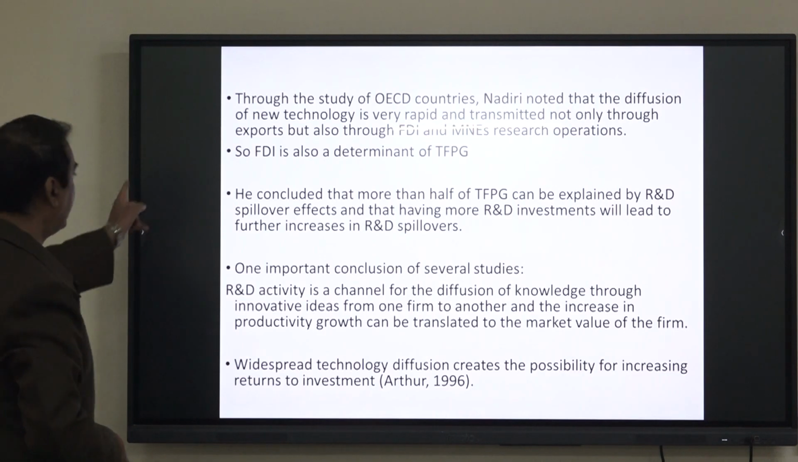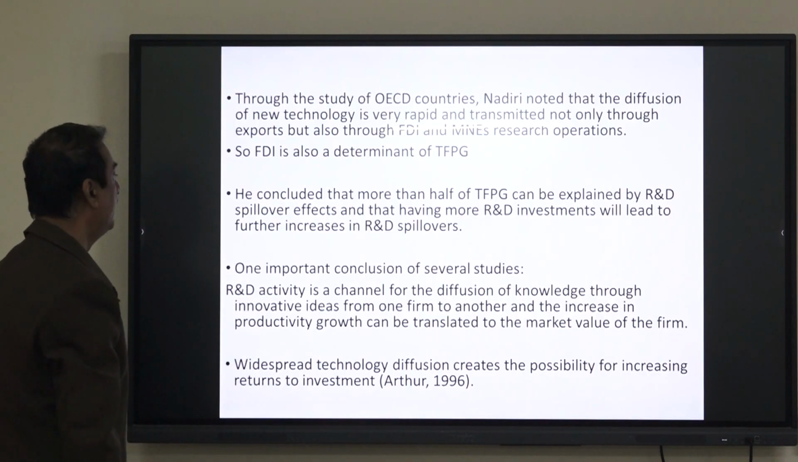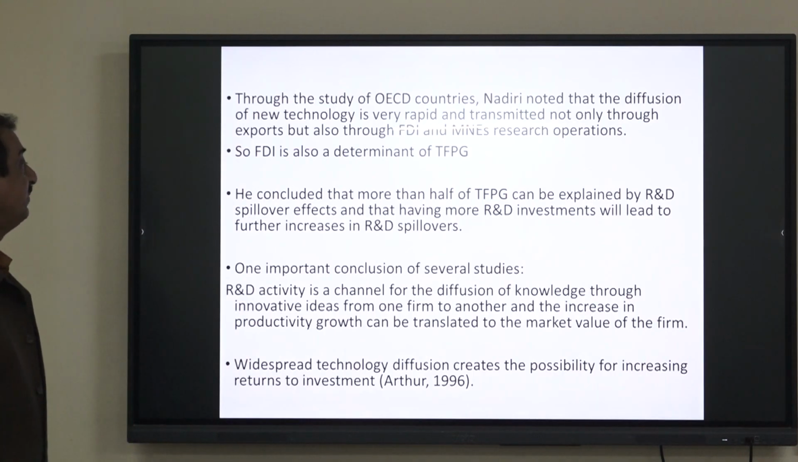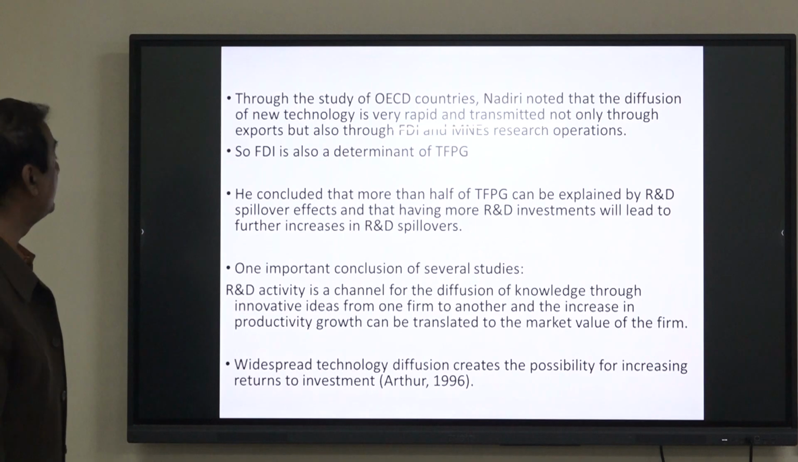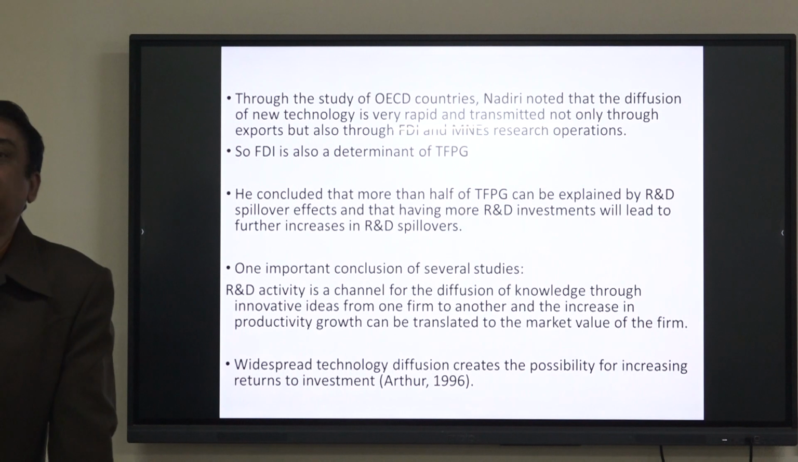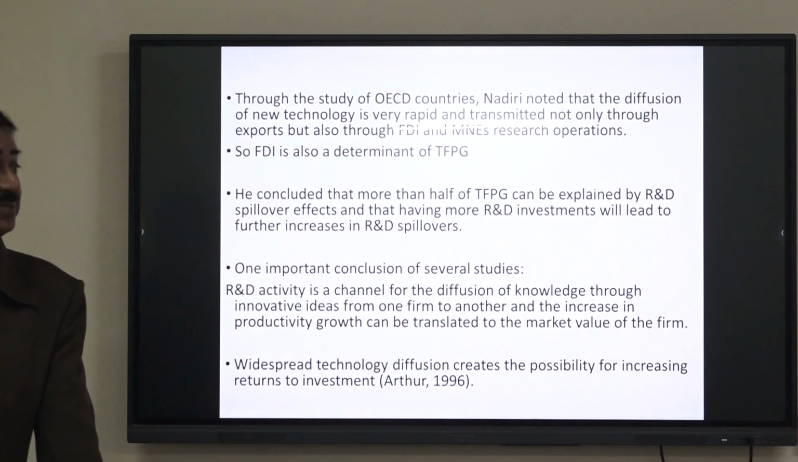So he justifies that FDI is definitely a determinant of total factor productivity growth. He concluded that more than half of TFPG can be explained by R&D spillover effects, and that having more R&D investments will lead to further increases in R&D spillovers. So let us say a particular country has experienced 2% total factor productivity growth. 2% total factor productivity growth is quite significant. 9% growth may not be all that spectacular because resources might have been utilized to a very large extent, but 2%, 3% total factor productivity growth makes a lot of sense.